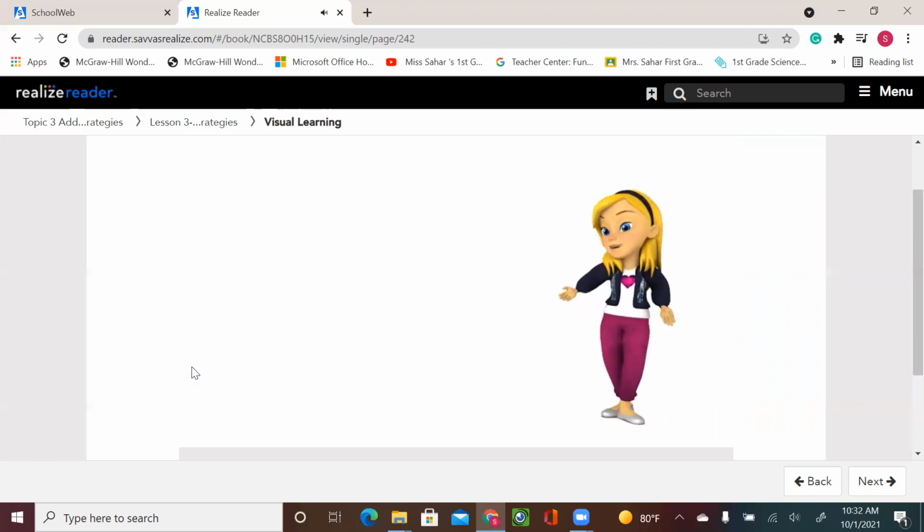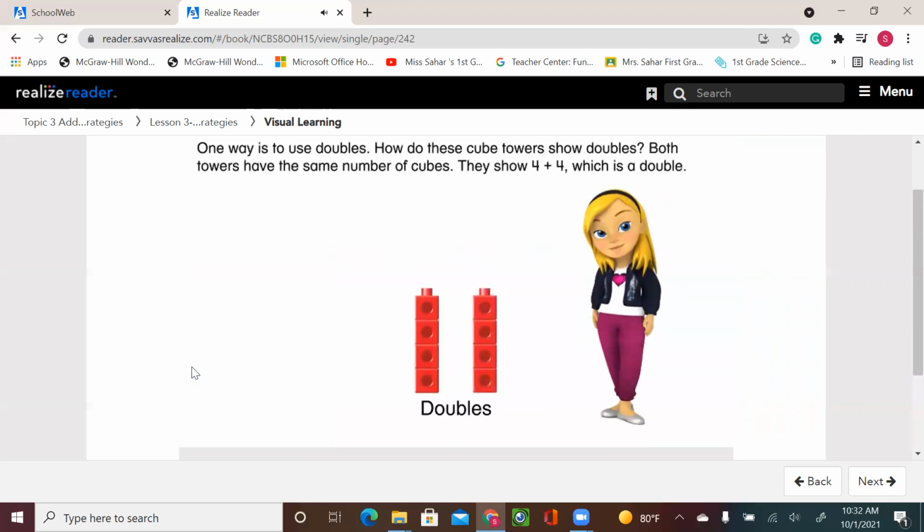You can use different strategies to solve addition problems. One way is to use doubles. How do these cube towers show doubles? Both towers have the same number of cubes. They show 4 plus 4, which is a double.